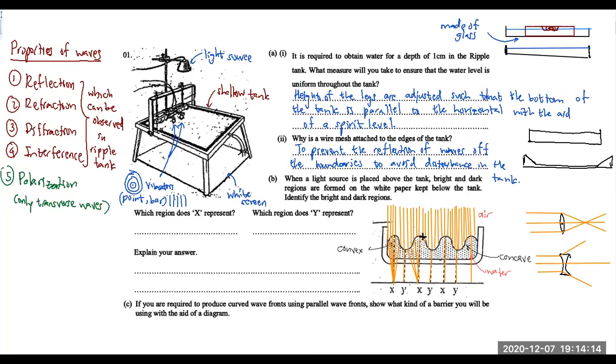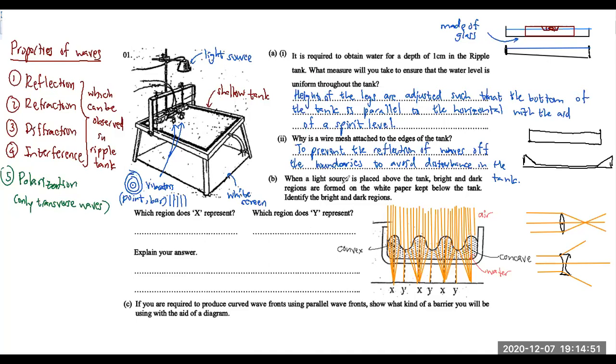Same thing will happen here. Here converging, here diverging, and again converging. It keeps converging here, now diverging, and diverging here. So it goes on like that. I hope you get the idea here. Except for that center one, others will refract. So there are two alternate regions, X, Y, X, Y, X, Y. So X will be bright.